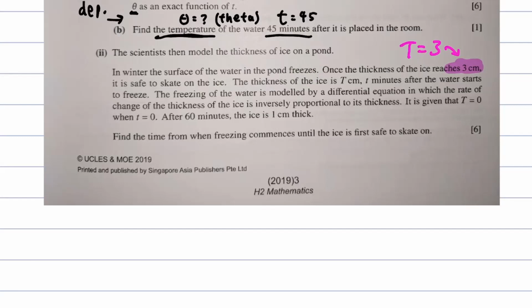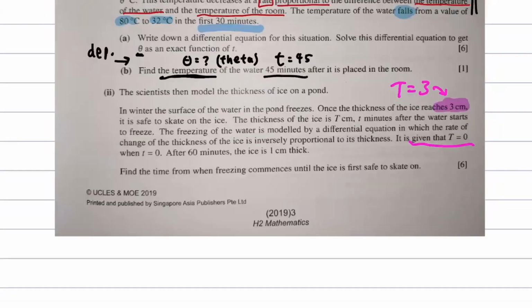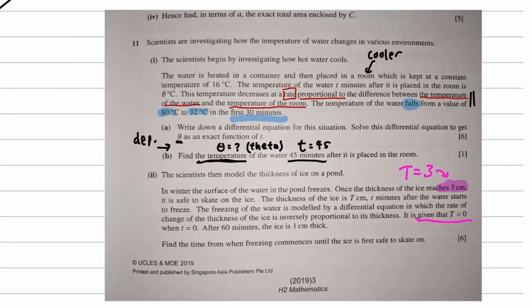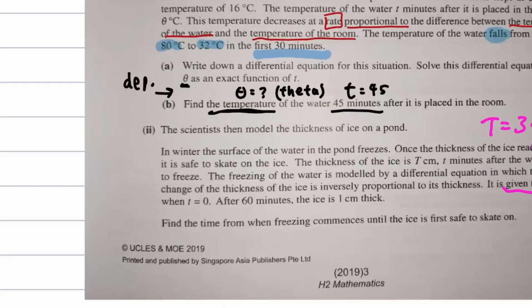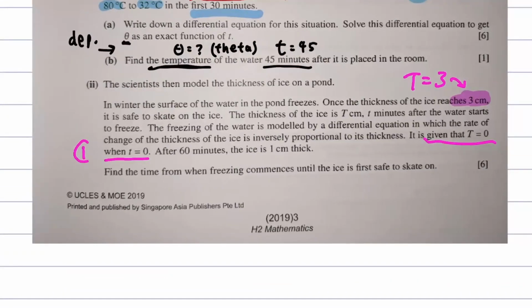The freezing of the water is modeled by a differential equation in which the rate of change of the thickness of the ice is inversely proportional to its thickness. Given that capital T equals 0 when t equals 0, after 60 minutes, the ice is 1 cm thick. It is given that T equals 0 when t equals 0. That's your first pair of initial conditions. After 60 minutes, ice is 1 cm thick. That's your second initial condition. In addition to T equal to 3.